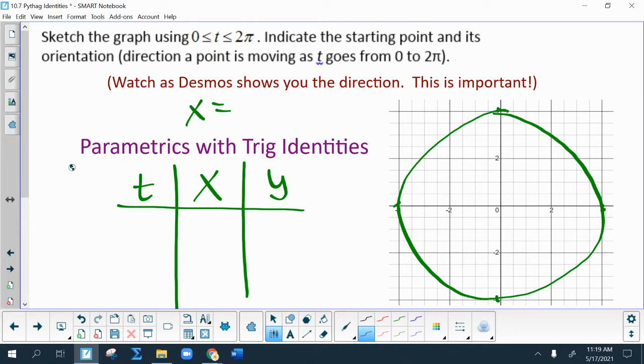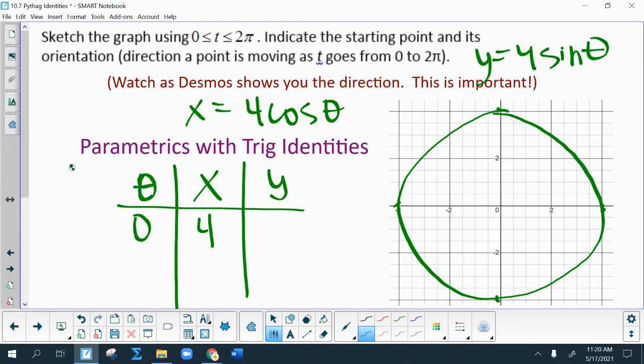So even just by starting off with time or theta equal to 0, remember my first equation was 4 cosine theta for x. So I put 0 in for theta, and I end up with 4 for x. And then remember my y equation was 4 sine theta. So I put 0 in here, and I get 0 for y. So this tells me that my circle starts graphing over here at this point right there.